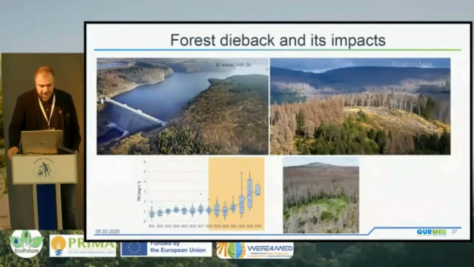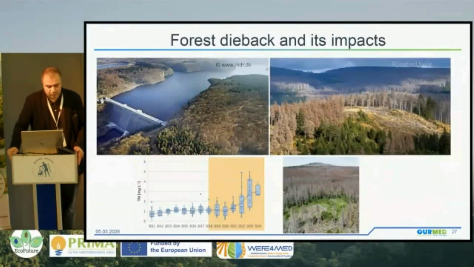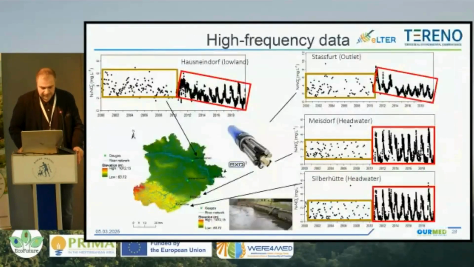And you can see here this very dramatic forest loss close to the largest drinking water reservoir in Germany, the Rappbode Reservoir, where in a few years you can see the total nitrogen concentration has increased or doubled, seriously impacting the drinking water of the reservoir.